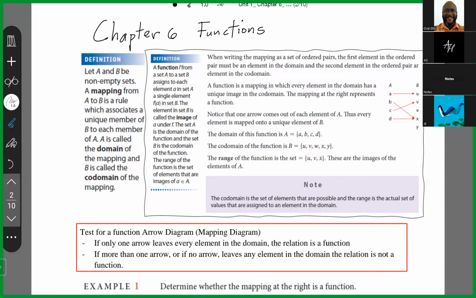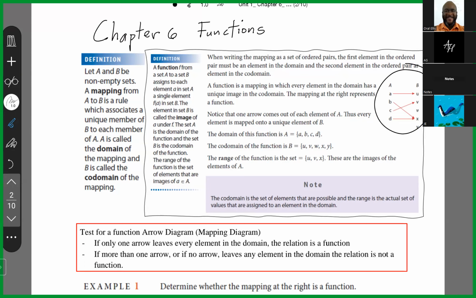So we're starting chapter 6, which is functions. Let's start by looking at some definitions. Top left, we have the definition for a mapping. This says let A and B be non-empty sets. A mapping from A to B is a rule which associates a unique member of B to each member of A. A is called the domain of the mapping, and B is called the codomain of the mapping. To the right, you probably could see an example of a mapping.